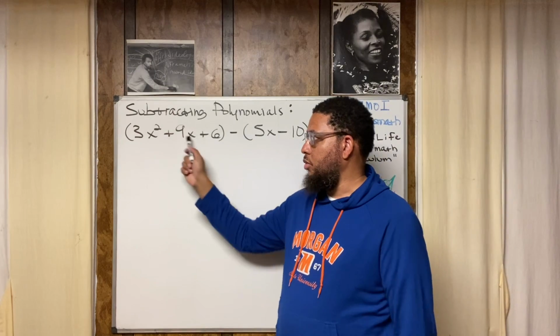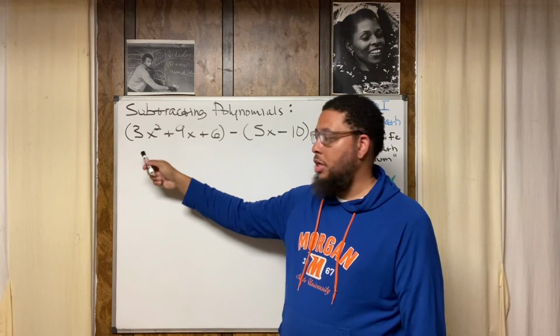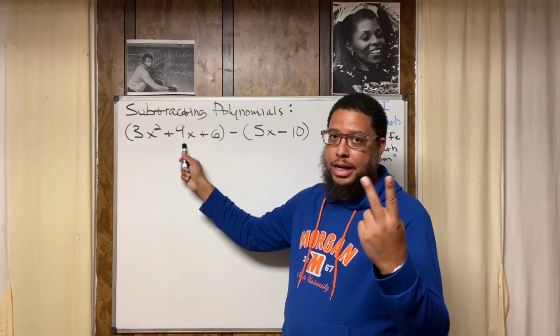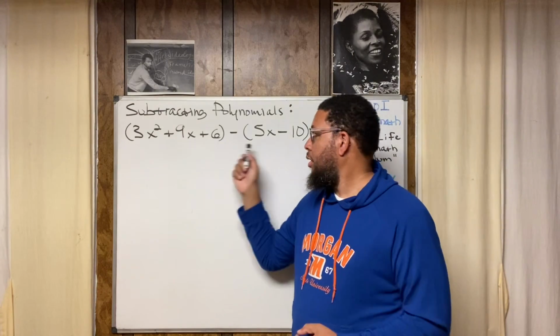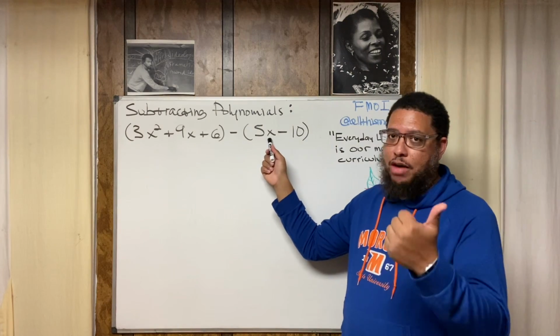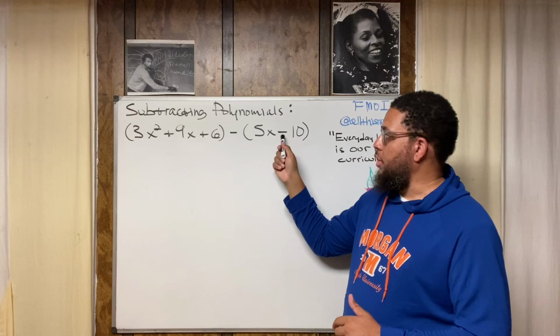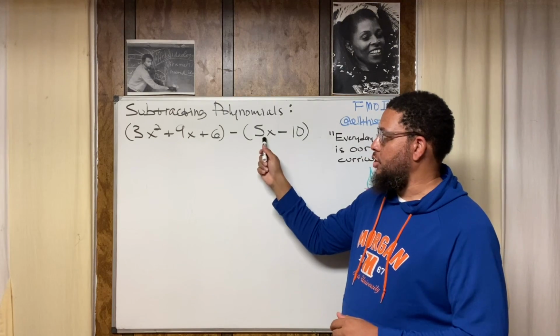This is a trinomial. A tricycle has 3 wheels. This expression has 3 terms. 3x squared is 1. 9x is 2. 6 is 3. Over here, this binomial: 5x is 1. Negative 10 is 2. Notice what I said. Terms are separated by pluses or minus signs. So this is a term and that's a term.